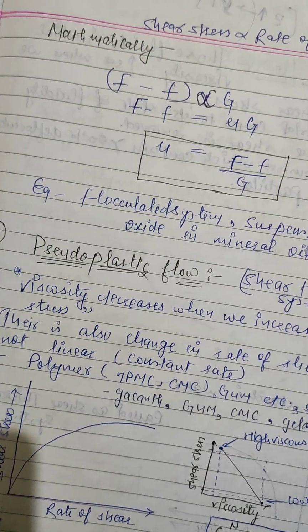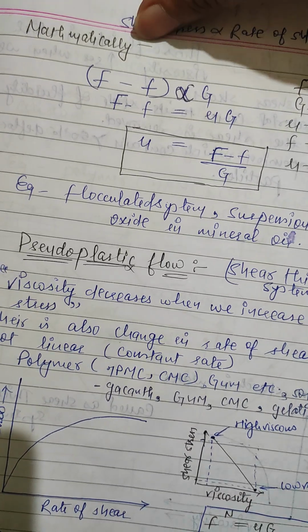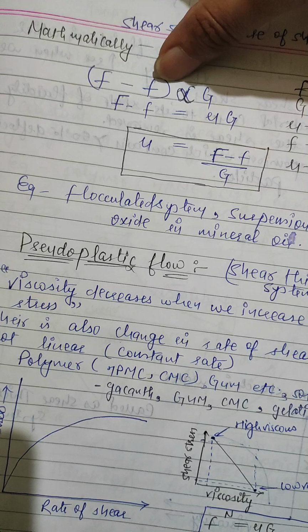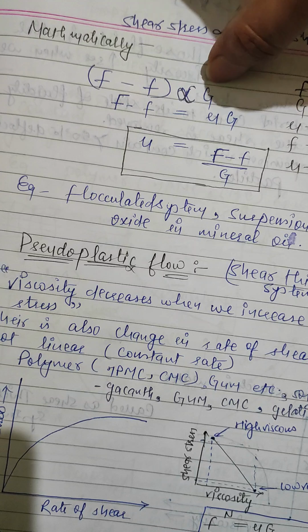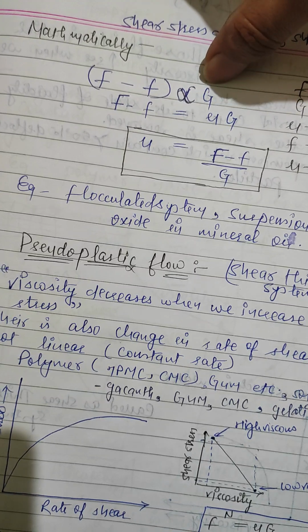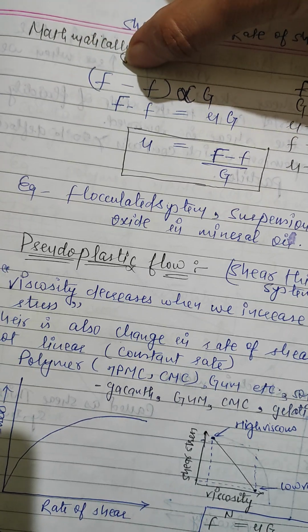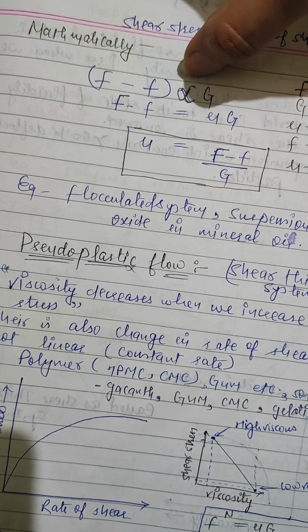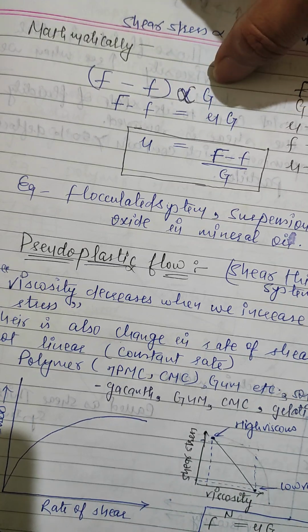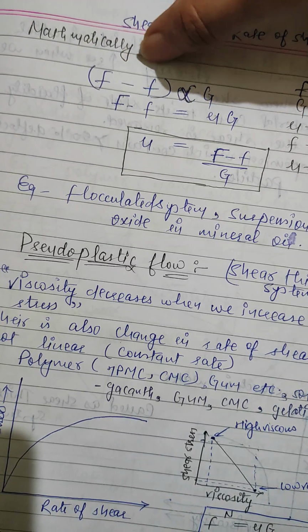Now mathematically, if we talk about it, shear stress is directly proportional to shear strain. Mathematically it will be capital F minus small f is directly proportional to G. So G here represents rate of shear. Here capital F is shear stress, and small f is the yield value. शear stress में से yield value, ये directly proportional to G. G हमारा हो गया rate of shear, capital F minus small f, shear stress minus हमारा yield value.